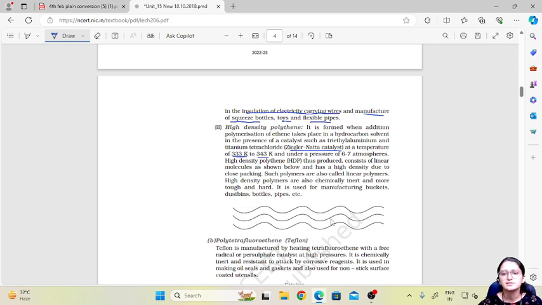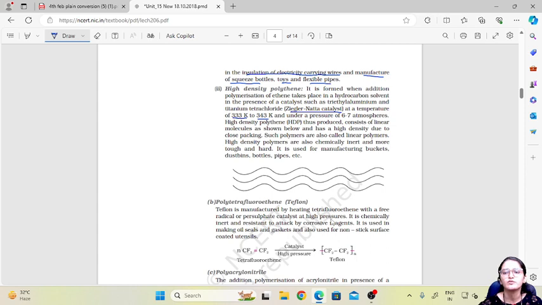Then it consists of linear molecules and has high density due to close packing, and it is also chemically inert, more tough and hard. So this is used for manufacturing hard plastic, that is buckets, dustbins, bottles, pipes, etc. So this is about high density and low density polythene.